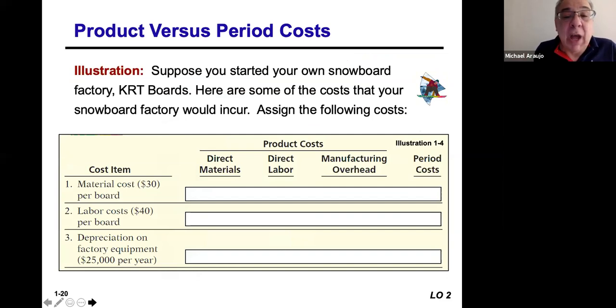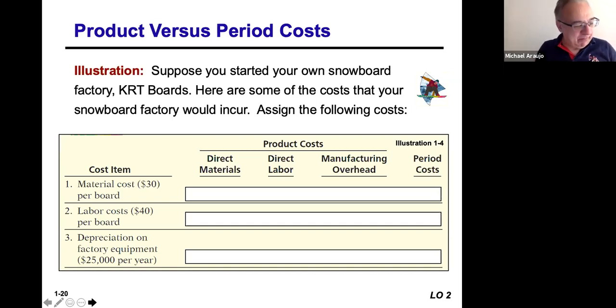Yes, I can. Here are some of the costs that your snowboard factory would incur. And your job is to assign the following costs. Are they product costs or are they period costs? If they're product costs, they're either going to be direct material, direct labor, or manufacturing overhead.